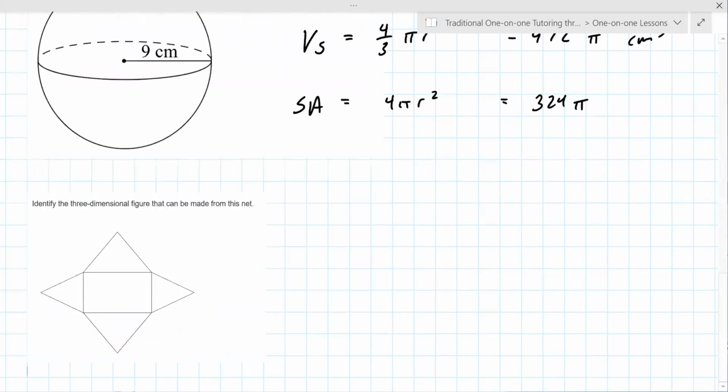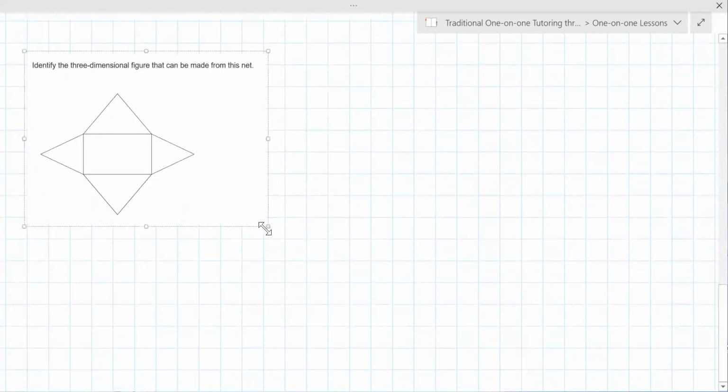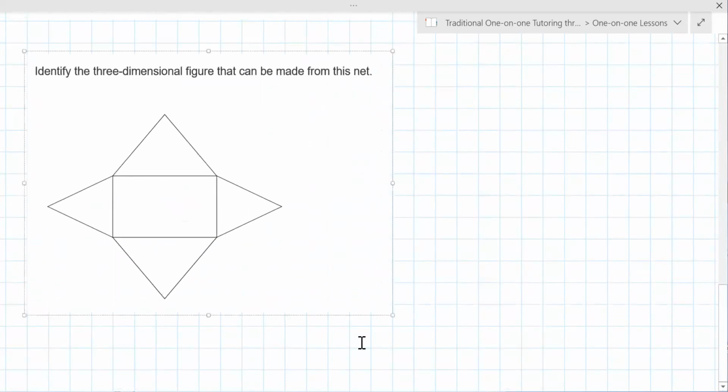Okay, I'm going to snip something in here. Go ahead and take a look. I'll be right back. Okay, what does this fold up into? This is a rectangular pyramid. Rectangular pyramid. Good. All the right words there on that one. Good.